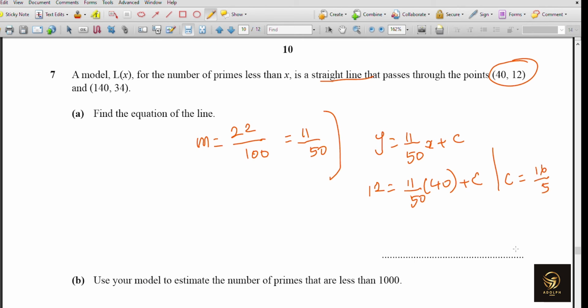It's a simple calculation. Just find this value and then move to the left side, so it will become 12 minus the answer. So there you will be getting the answer of c as 16 by 5. And they are asking for the equation of the line, so it's going to be y equals 11 by 50x plus 16 by 5.